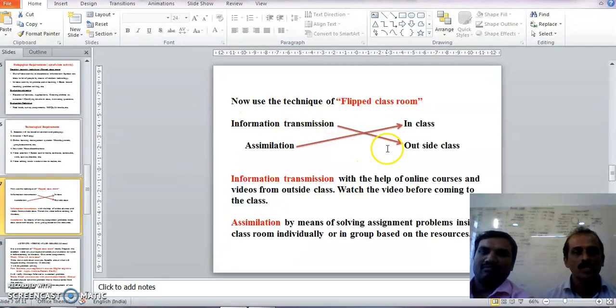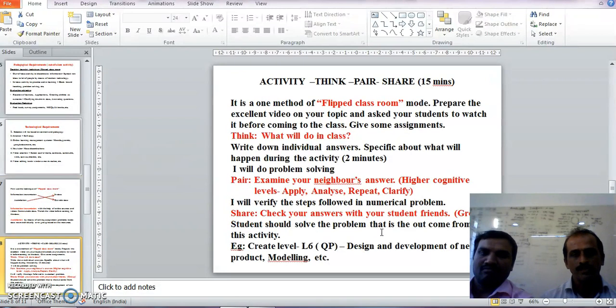After referring to all these things on the previous day, the next day the student should come and assimilate inside the classroom by discussing with the faculty or with the students in a mass. So information transmission happens in online courses outside the class, and assimilation happens by solving assignment problems inside the classroom, individually or in a group, as I showed just now. Then how it will be connected with the TPS, which is think, pair, share activity, which should happen for a minimum of 10 to 15 minutes, right?